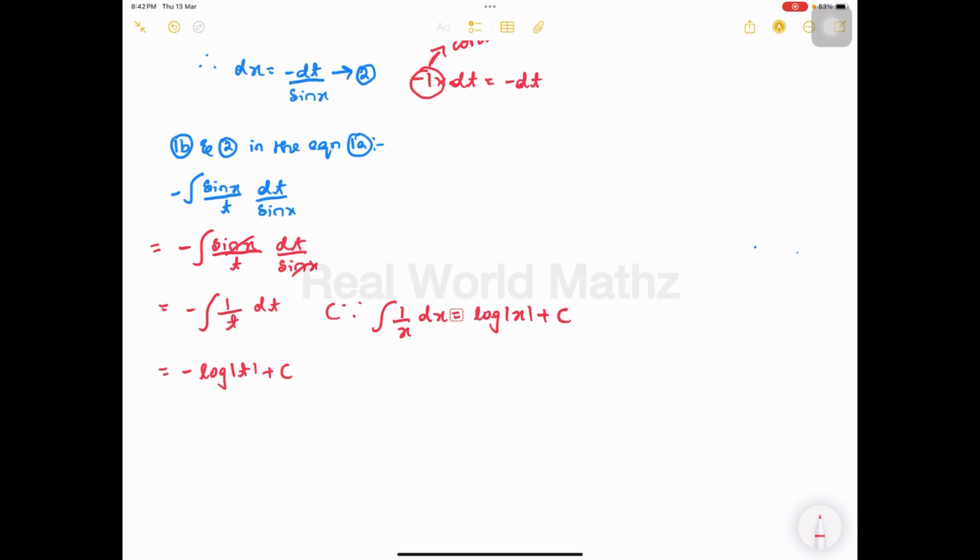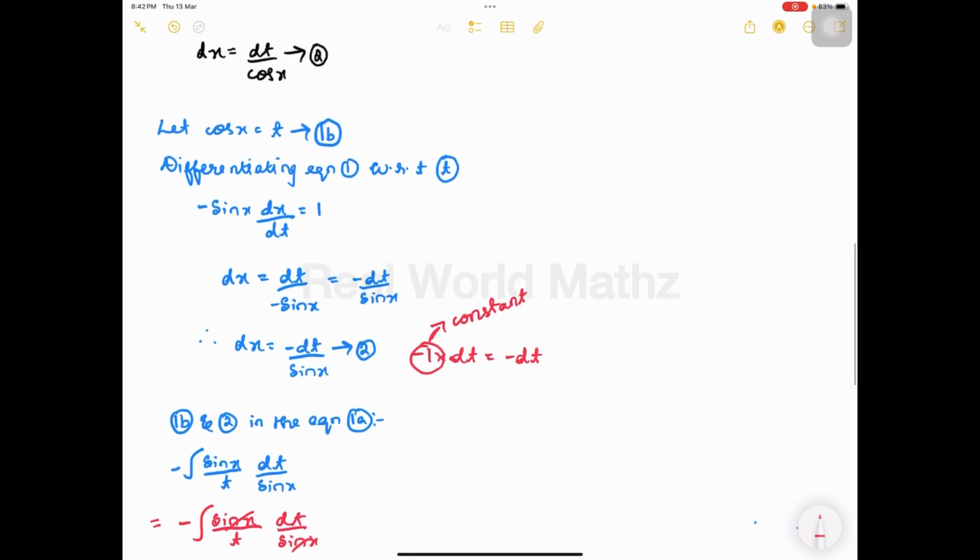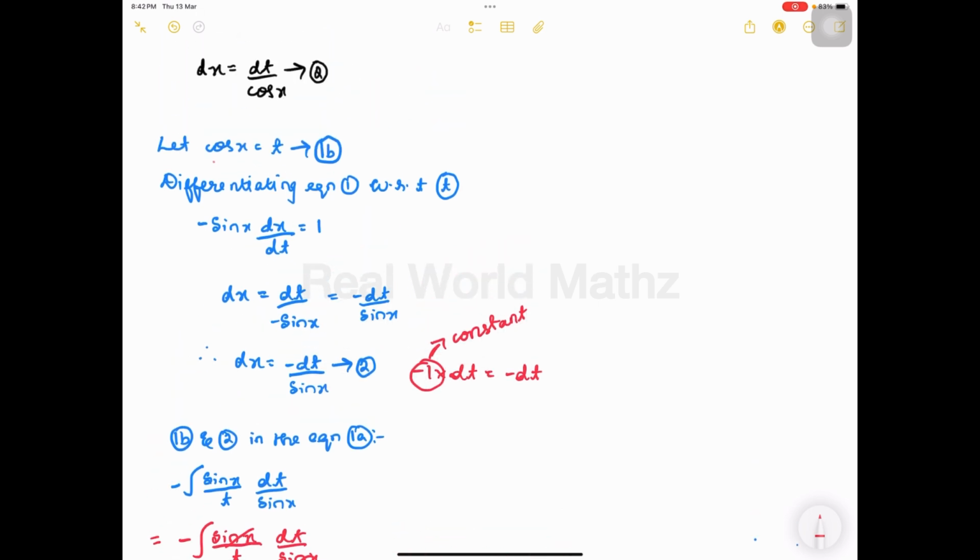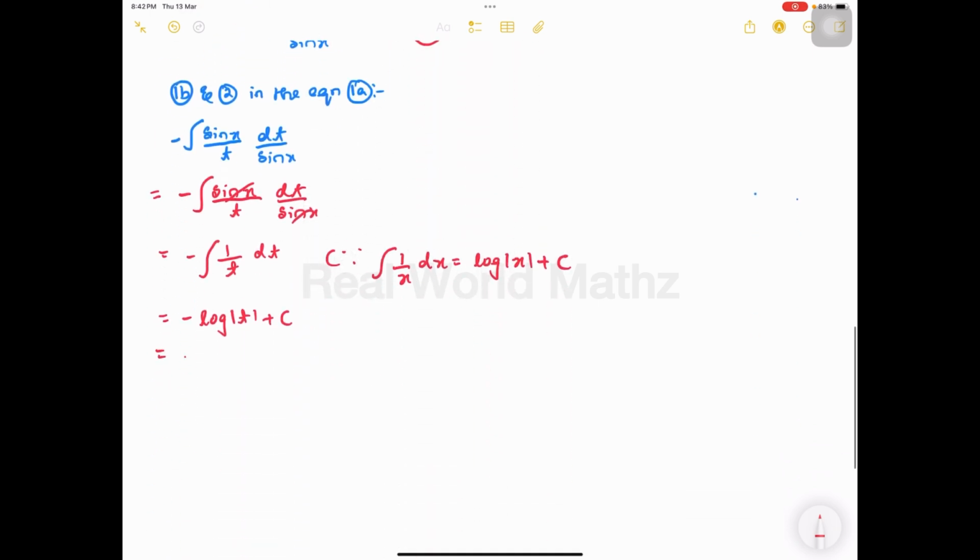But this is not the final step. You should remember that we have considered cos x as t. So wherever t has come, I will substitute cos x. So minus log, in place of t, I'll put cos x plus c. This expression reminds us of the formula log m power n is equal to n log m, which means that over here I have minus log mod cos x. Can I consider this minus as minus 1?